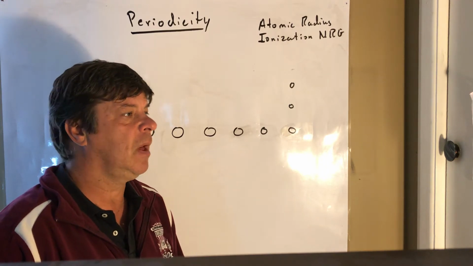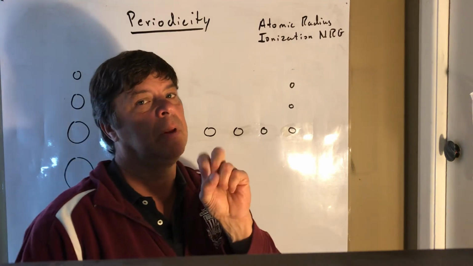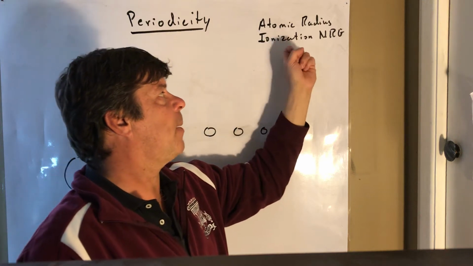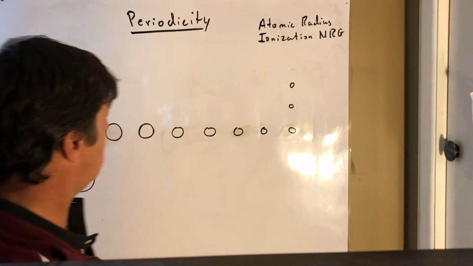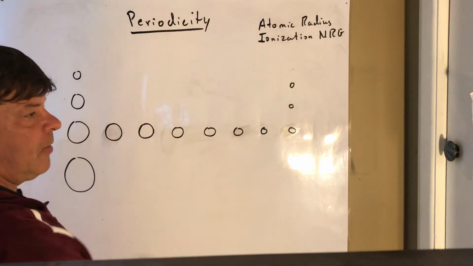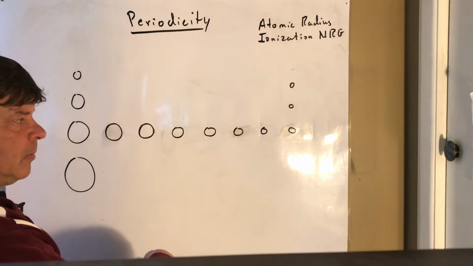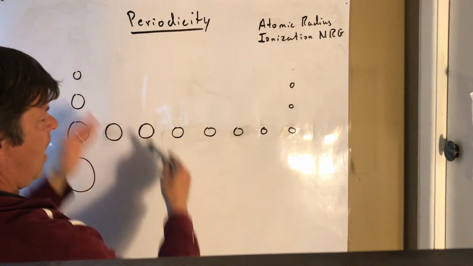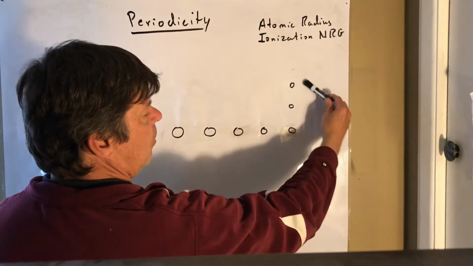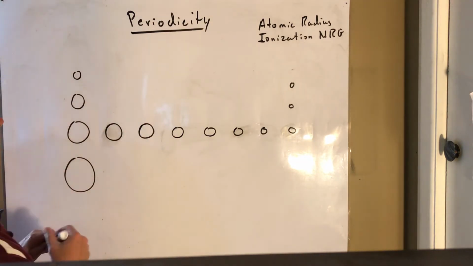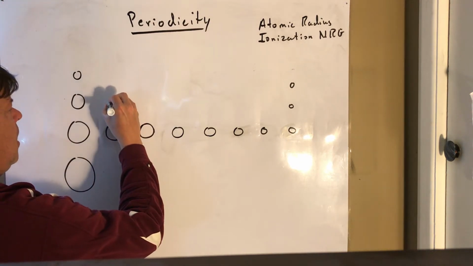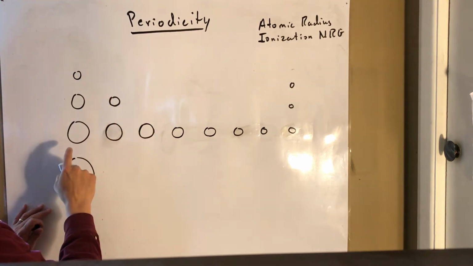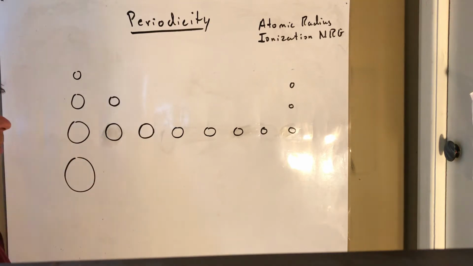So periodicity. I think I'll break this up into two different little videos. We want to first talk about atomic radius and ionization energy. I hope you see this is the periodic table. I'm leaving out the transition metals. So we have the representative elements, the S block and the P block. These are noble gases, alkali metals. That would be beryllium, hydrogen, lithium, sodium, potassium, okay?